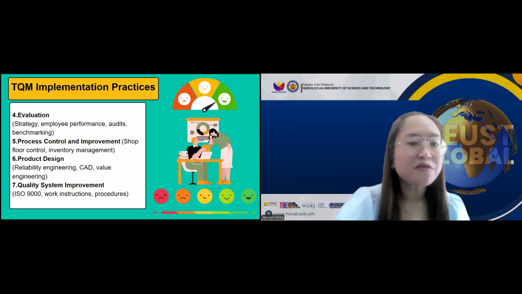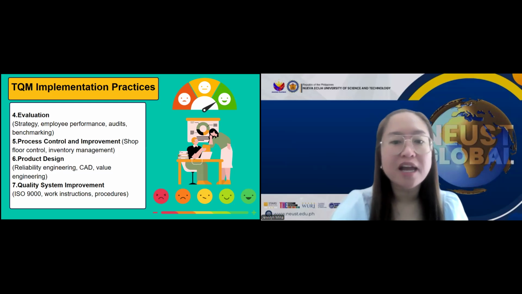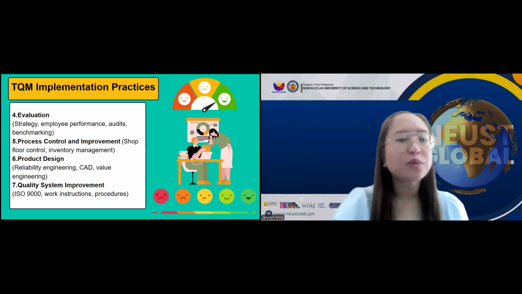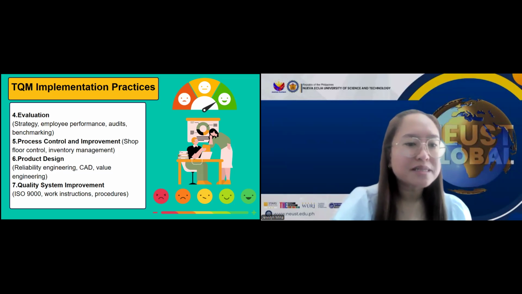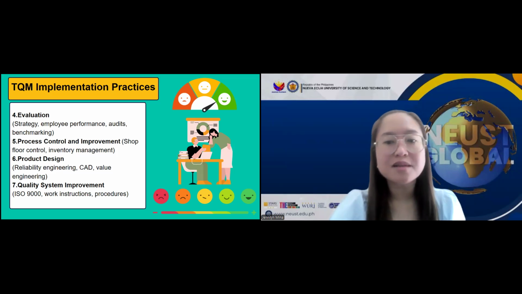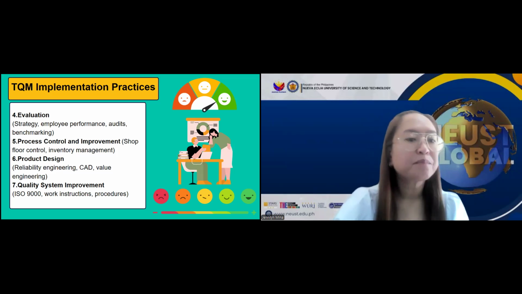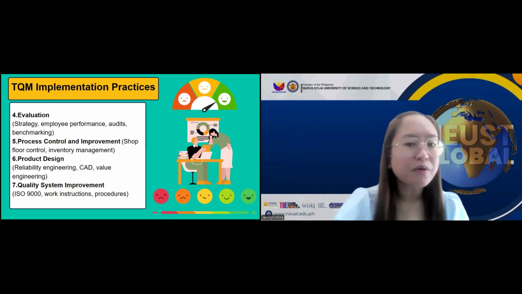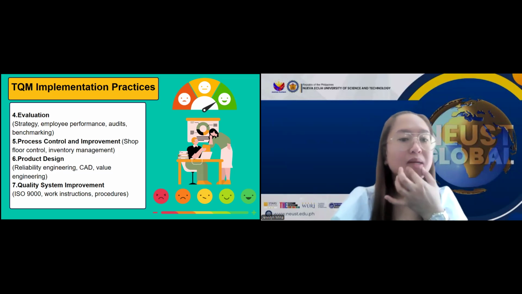Tesla's product design focuses on innovation and manufacturability. They're using computer-aided design, or CAD, to develop electric vehicles with aerodynamic efficiency. They apply quality function deployment by incorporating customer feedback into product design. They use reliability engineering to make sure that they are achieving long-lasting battery performance in its electric cars.